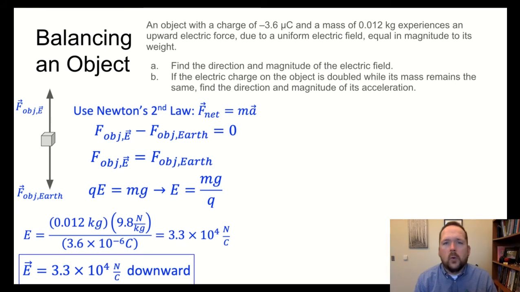All right, second part of the question. What happens if we double the charge on the object and the mass remains the same? What's the magnitude and direction of the acceleration? Well, I'm going to go through the formal calculation here, but there's a quick way to get this answer too that I'll mention at the end.